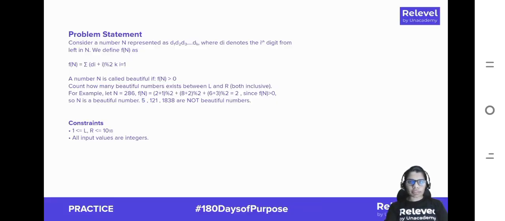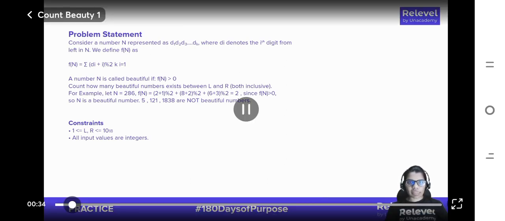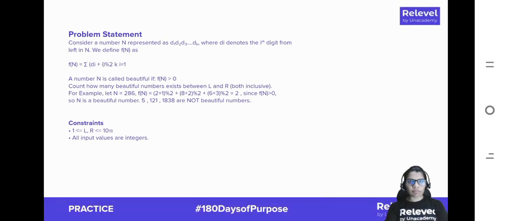Here the problem statement says that you can consider a number n which can be represented by digits as d1, d2, d3, dk, right? Where di denotes the ith digit from left in n. We define f of n as summation of (di plus i) modulo 2, where your i can start from 1 and go till k, right? Now, a number n is called beautiful only if f of n is greater than 0. Now you need to count how many beautiful numbers exist between L and R where both are inclusive.